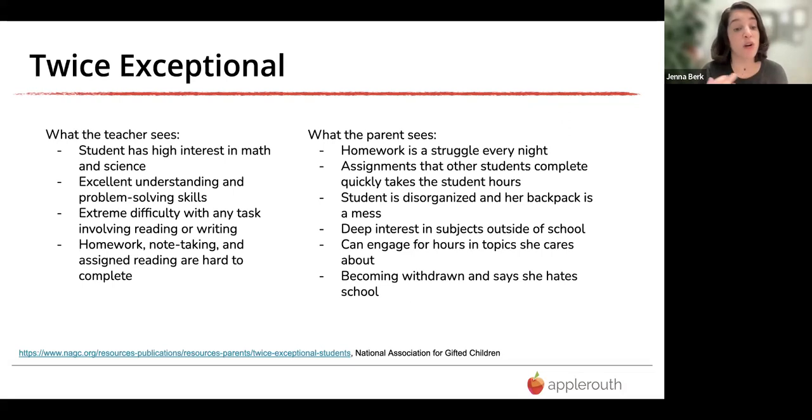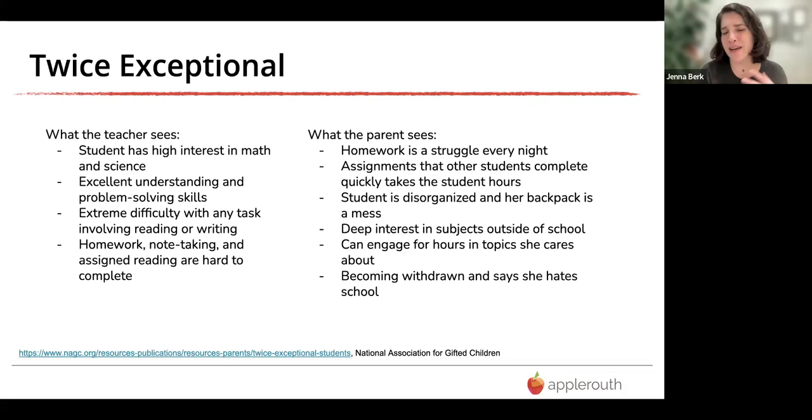Anything to do with homework or note-taking or assigned reading, incredibly difficult to complete. So the teacher is baffled because this is a student with such an incredible aptitude for math and science, and they're so intelligent, but their reading and writing skills are really lacking. What you might see as a parent is a student where homework is a struggle every single night. It feels like the assignments that their friends are completing really quickly take this student hours.